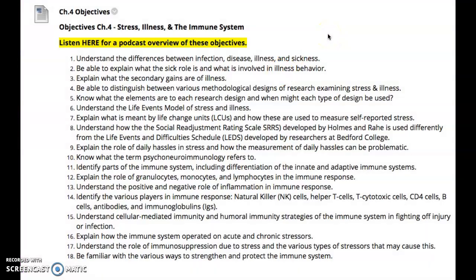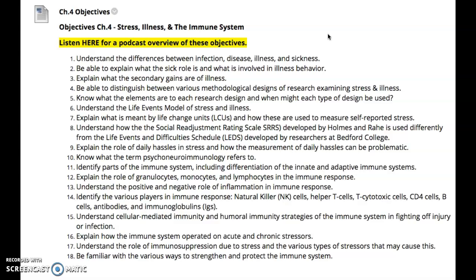So this is a podcast overview for Chapter 4, Stress, Illness, and the Immune System. For this chapter, the first thing is to understand the differences between infection, disease, illness, and sickness. Sometimes these terms are used interchangeably, and it can get confusing as to what each actually means. There's a distinct difference between each, so just be sure that you're familiar with how these relate to one another, as well as how they are differentiated from one another.